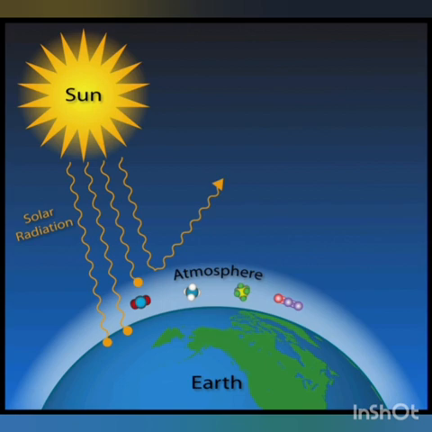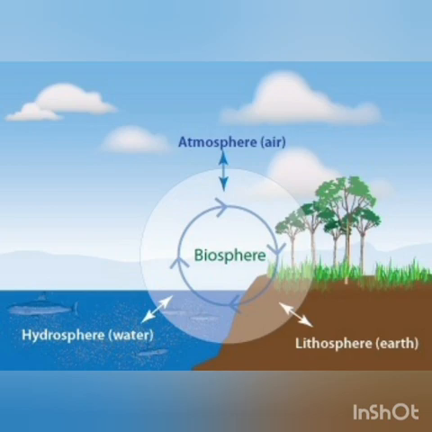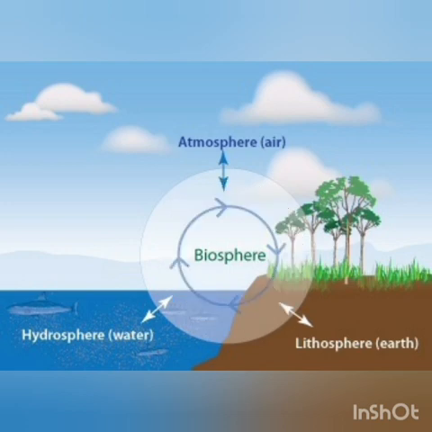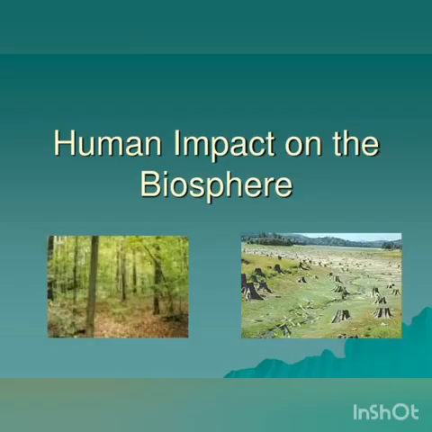Now the fourth domain, that is the biosphere. Where the lithosphere, hydrosphere and atmosphere meet and interact, that is called the biosphere domain. Every living species present on the earth, like plants, animals, human beings, microbes, and small microorganisms, are also part of the biosphere only. These elements are all dependent upon each other.